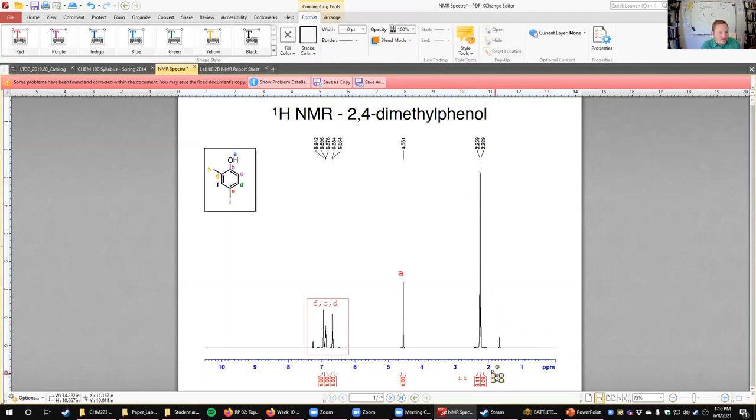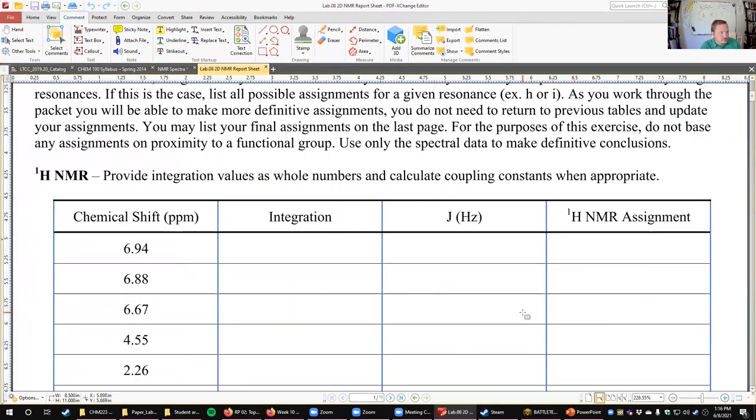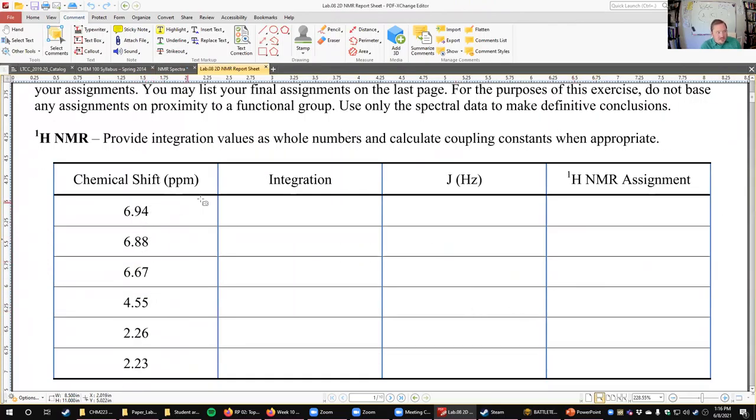Right, and then like I said, that's going to give us a place to start here. And this is what it means when they're talking about establishing what assignments you have. So we go back over to the report sheet.